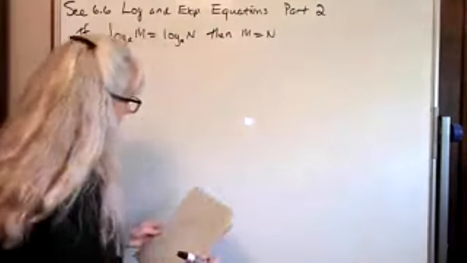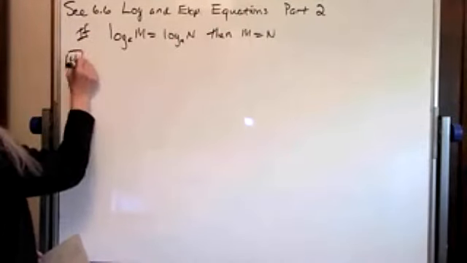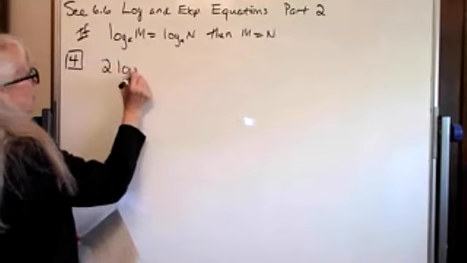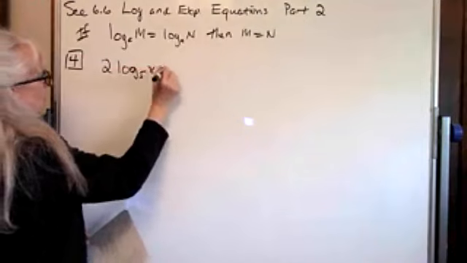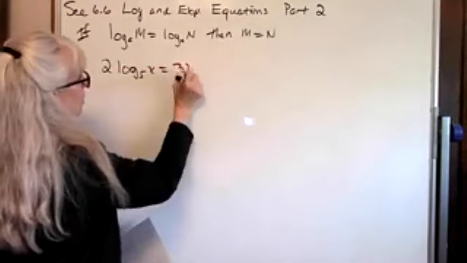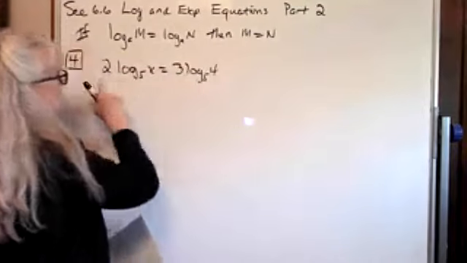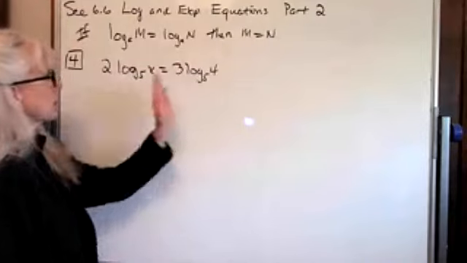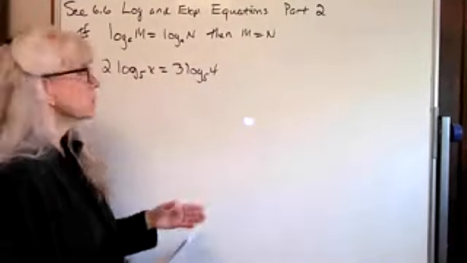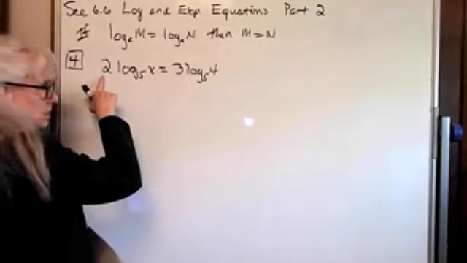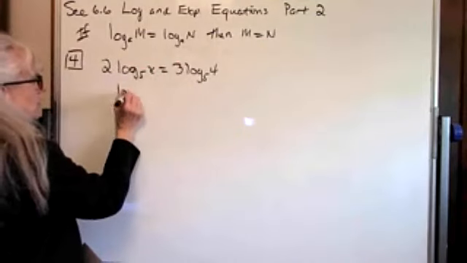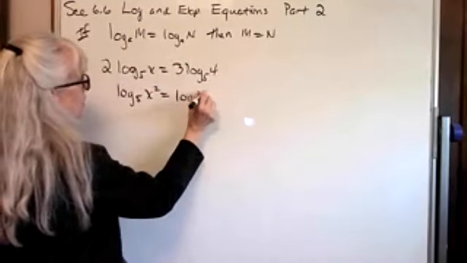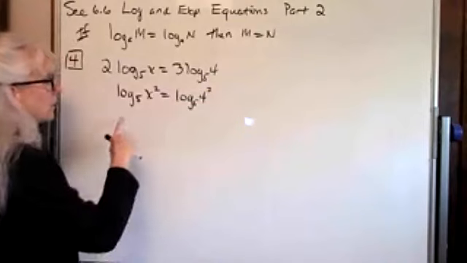So let's take a look at example 4. Example 4 says 2 log base 5 of x is equal to 3 log base 5 of 4. Again, that's 2 times log base 5 of x and 3 times log base 5 of 4. We'll notice that every term has a log on it. We only have one term on each side. We are going to move those coefficients, or the numbers out in front, inside as exponents. So that's going to give you log base 5 of x squared is equal to log base 5 of 4 cubed.